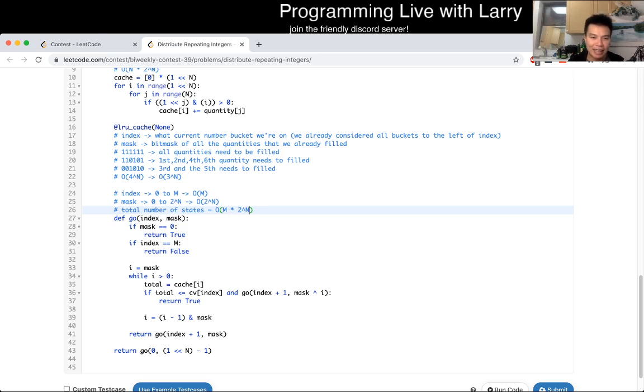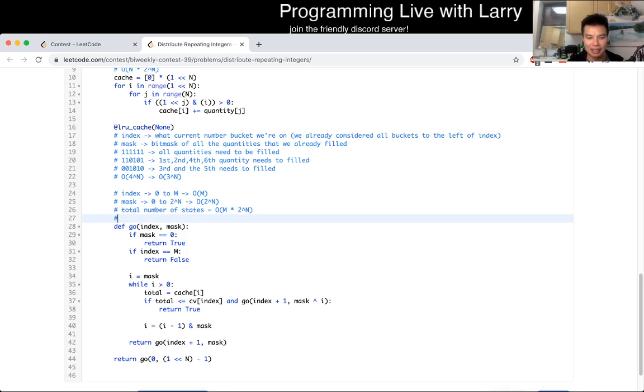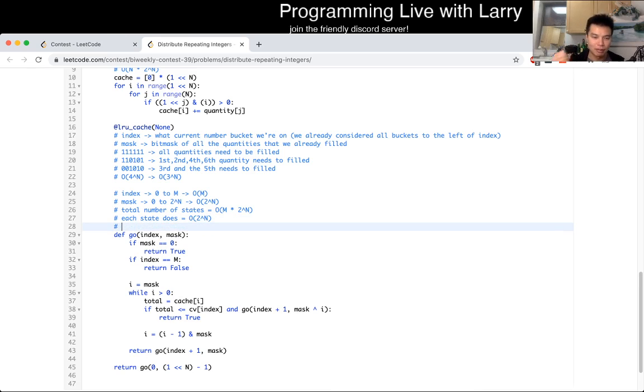And for each state, it does this amount of work. Let's just say it's 2 to the n for now. So a naive analysis of this is going to be m times 2 to the n times 2 to the n, and that is actually not fast. I actually don't know if this is fast enough, but I think it's a little bit too slow.